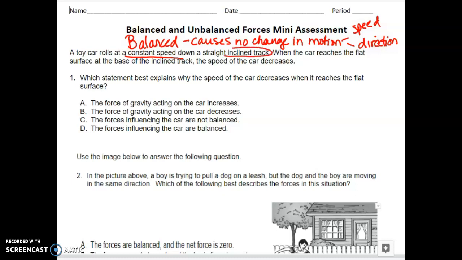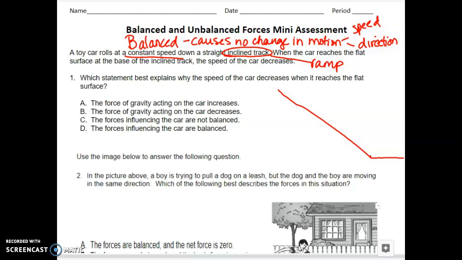What is an inclined track? Well, an inclined track is just the fancy word of saying a ramp. So it's going down a ramp, so a straight ramp like that. When the car reaches the flat surface at the base, the base is at the bottom, this flat surface right here, the speed of the car decreases.